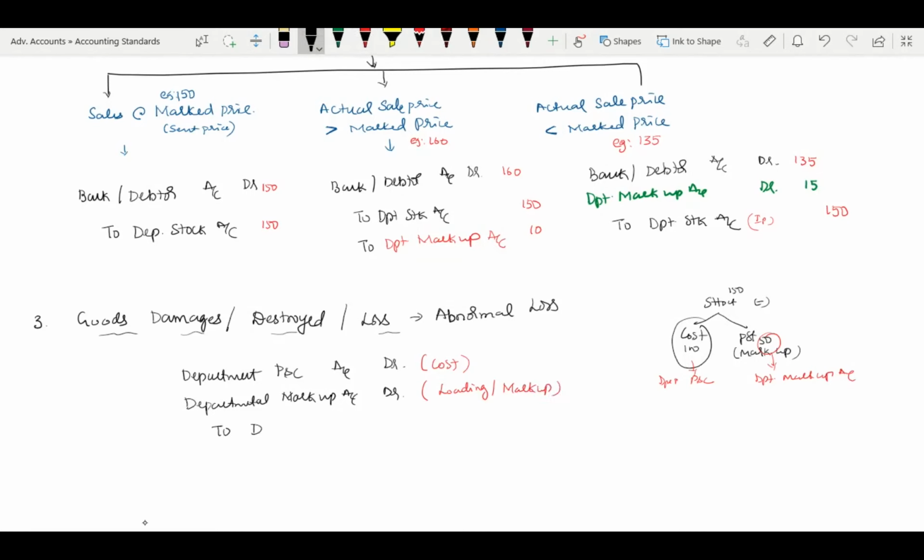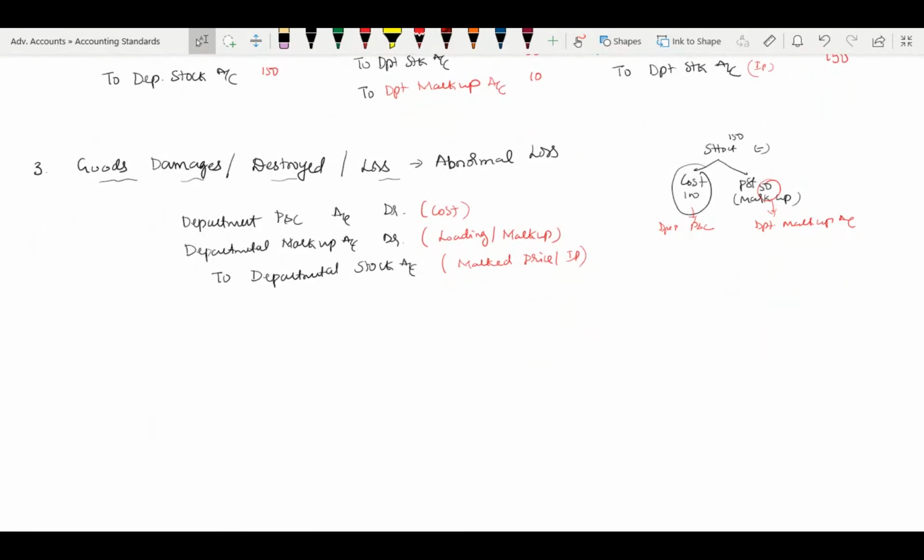Then to departmental stock account, this is at invoice price. Therefore here I call this the market price, which is nothing but the invoice price. Market price. The third entry is for goods damaged or destroyed.